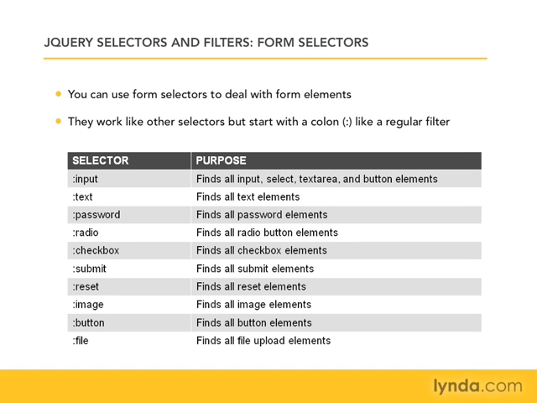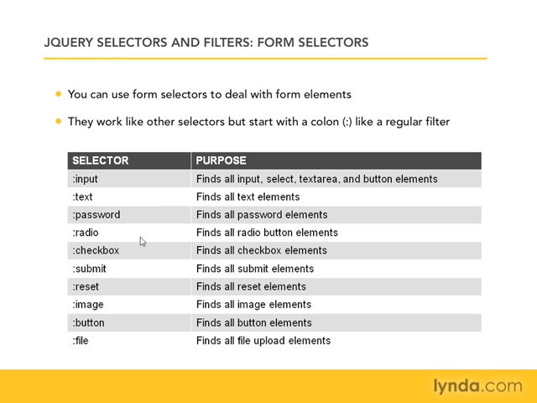So you can see the table here. This table lists the available selectors for form elements. They pretty much match up directly with the names of the various form elements that you'll find in a document. So, for example, you have selectors for input and text and password and radio and checkbox and submit, all the way down. You can use these to select those individual kinds of elements on the form.